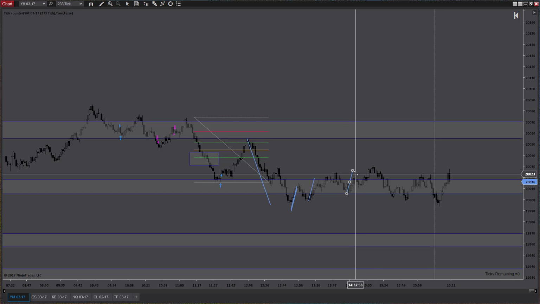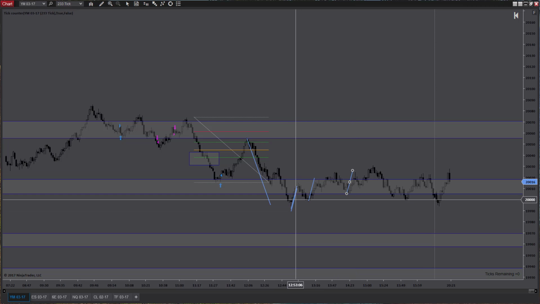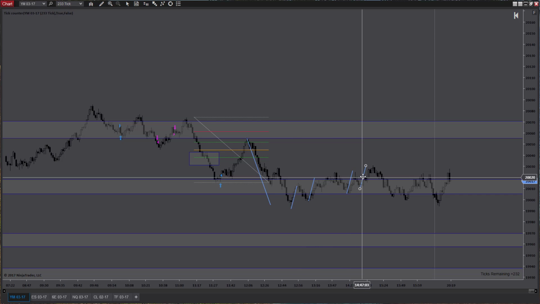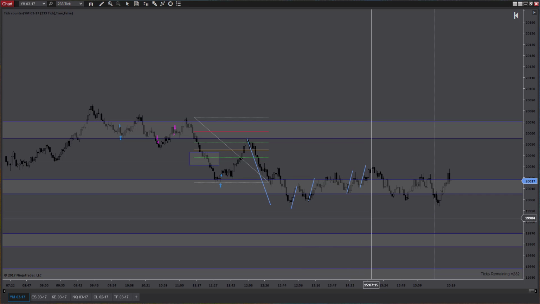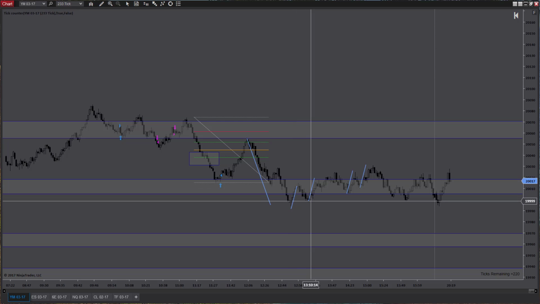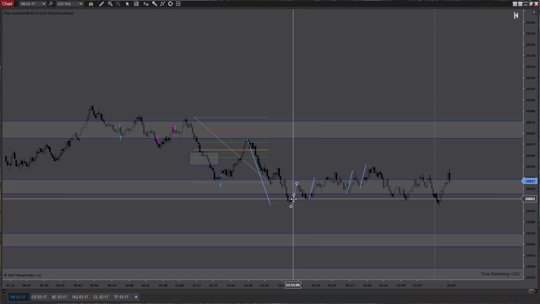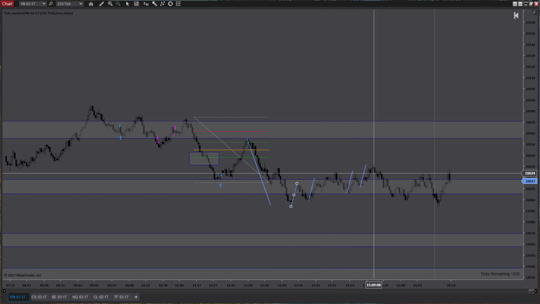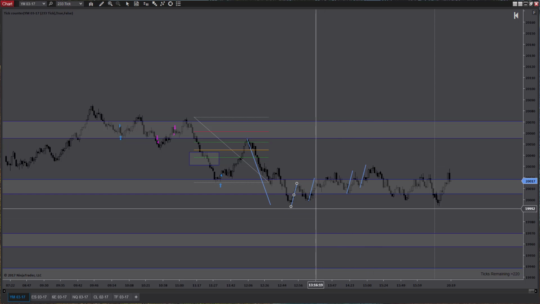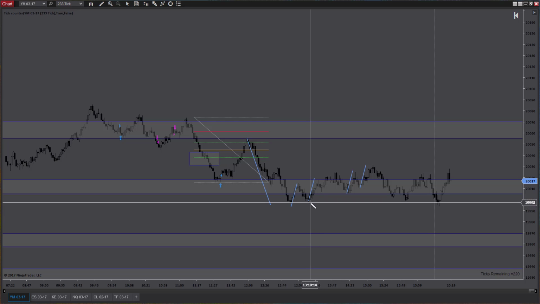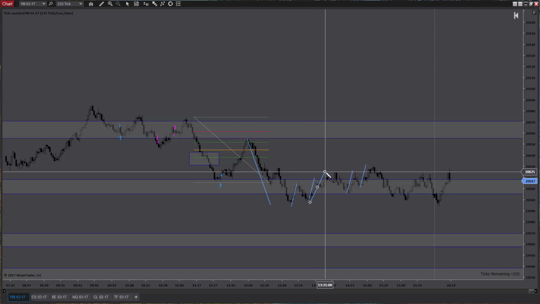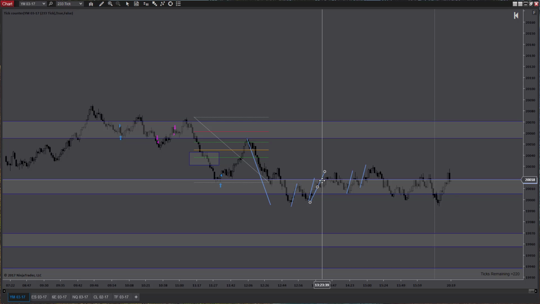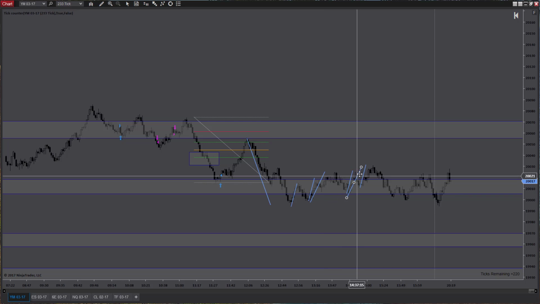Okay, where did the market come to? Right here. Where did the market go to? Right there. Coincidence? No. There's no coincidence. There's nothing random about trading. There's nothing random about understanding how these things come together and how you can use them and project them forward.